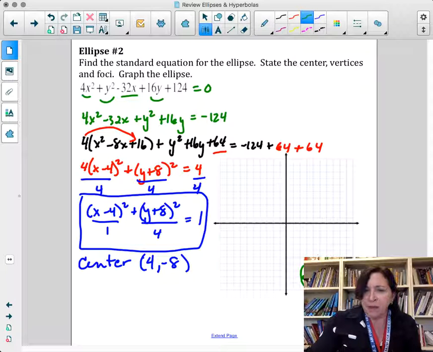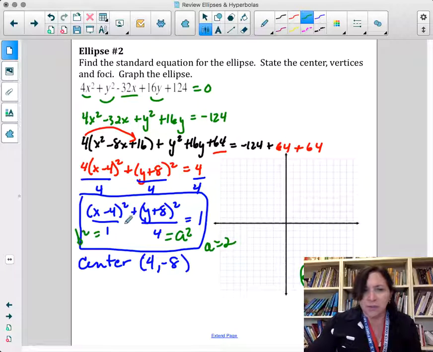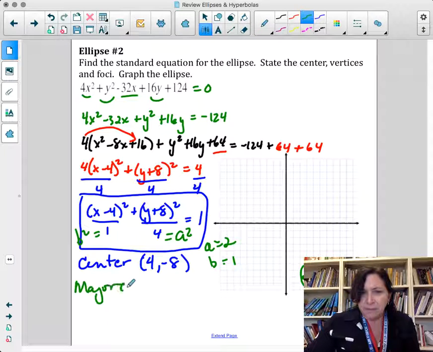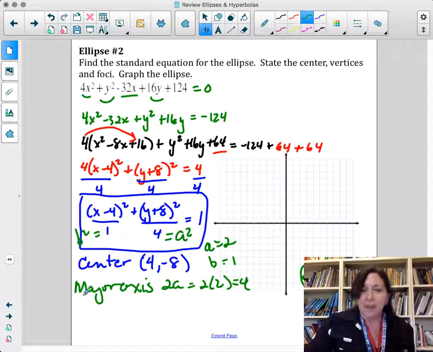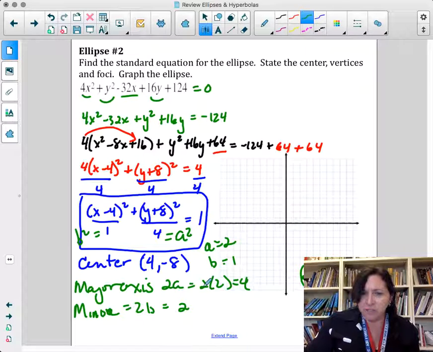This value, which is my major axis because it's larger, is equal to a squared. So that means a is equal to 2. This value is equal to b squared. So that means b is equal to 1. To find my major axis, it is equal to 2a. So that's 2 times 2, which is 4. If I just counted, that would be okay also. My minor axis is going to equal 2b, which is 2 times 1, which is 2.